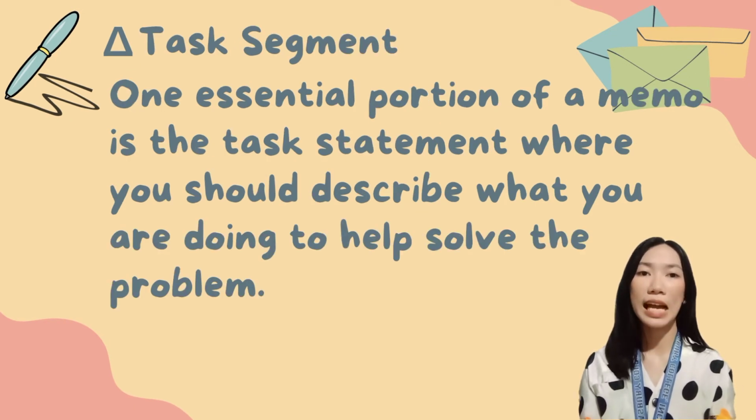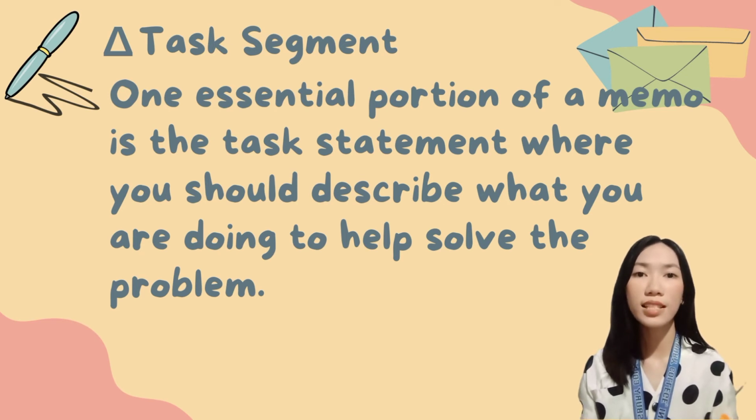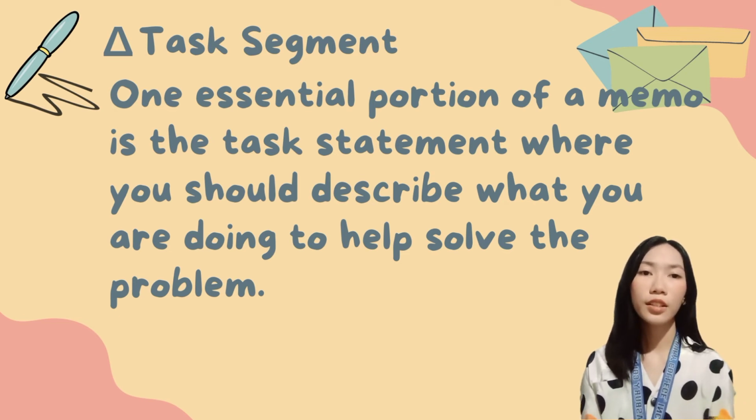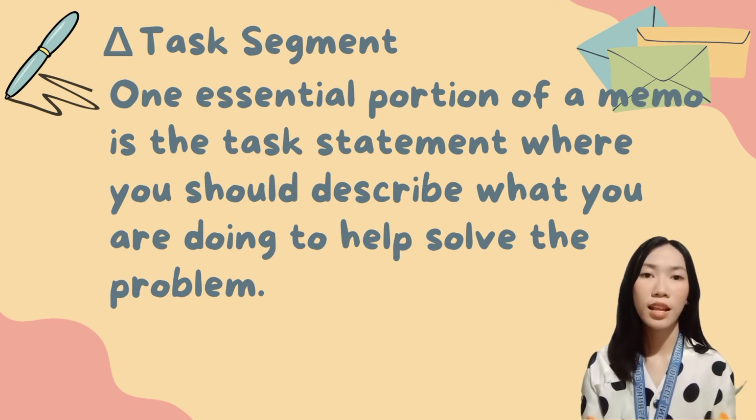And the fourth is the task segment. One essential portion of a memo is the task statement, where you should describe what you are doing to help solve the problem. Include only as much information as is needed by the decision makers in the context, but be convincing that a real problem exists. Make sure your purpose statement forecast divides your subject into the most important topics that the decision maker needs.